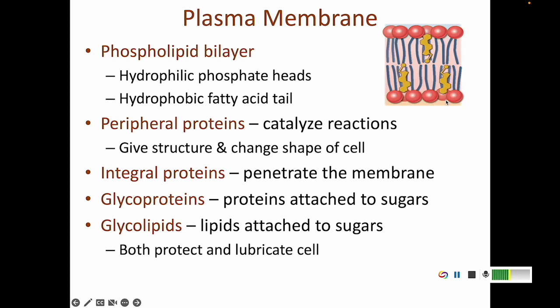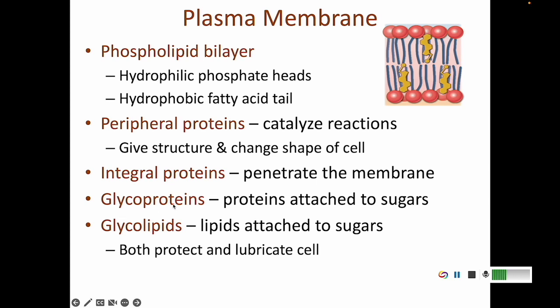The plasma membrane, besides just having phospholipids, also has proteins in it. Proteins could be fully integrated into the membrane, which means integral proteins. These are proteins that fully go through the membrane. Or they could be proteins just on the periphery of the membrane. So it would be peripheral proteins. Proteins will help give structure. They can help affect the shape of the cell, and they can help allow things to go in and out of the cell. There can also be glycoproteins and glycolipids.